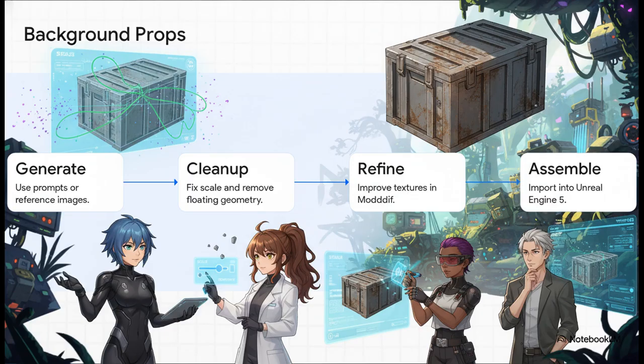Step 1, you generate the asset using prompts in tools like Meshy or TripoAI. Step 2, it goes straight into Blender for a quick cleanup. Just fix the scale, delete any weird floating geometry. The golden rule? Don't over-polish. These just need to look good from far away. Step 3, drop it into Modddif to sharpen up those rough AI textures. And finally, Step 4, assemble it all in Unreal Engine 5, letting Nanite and Lumen do the rest.